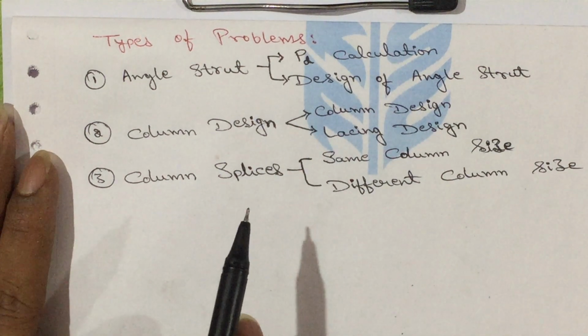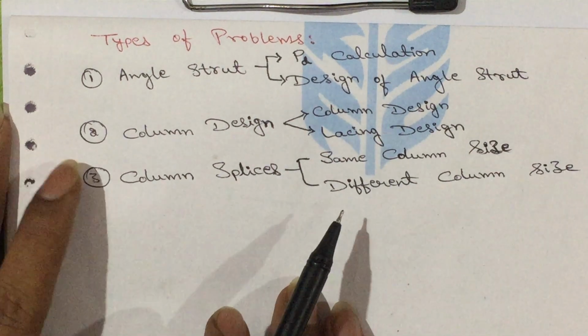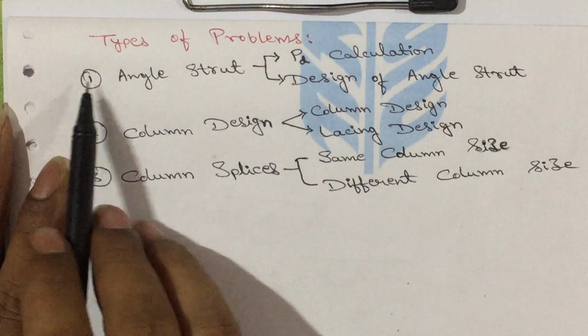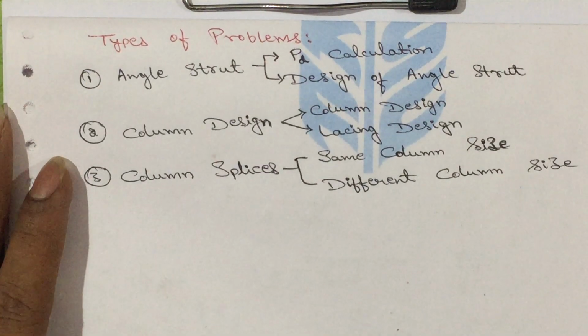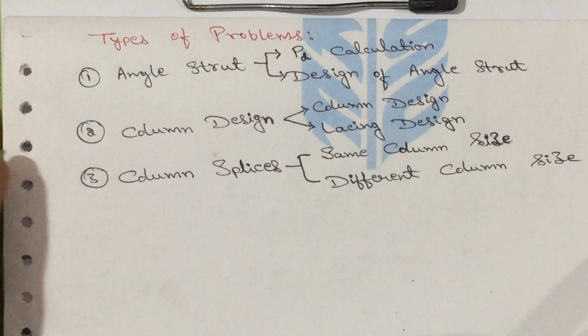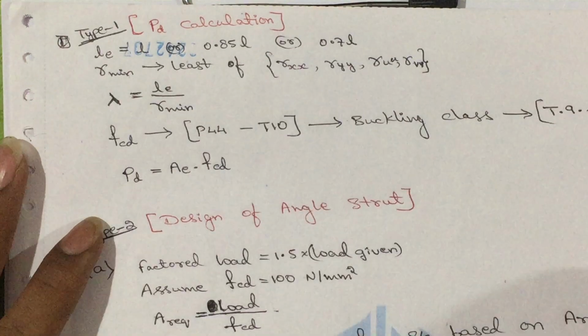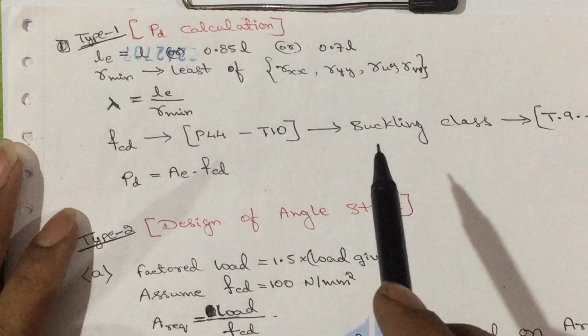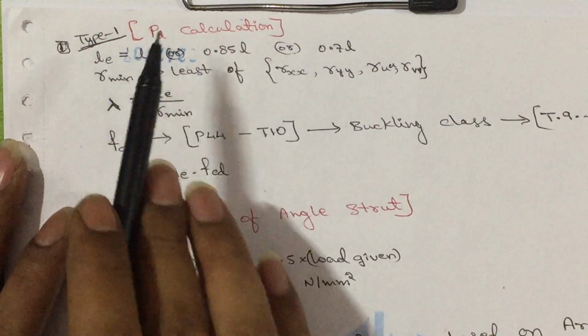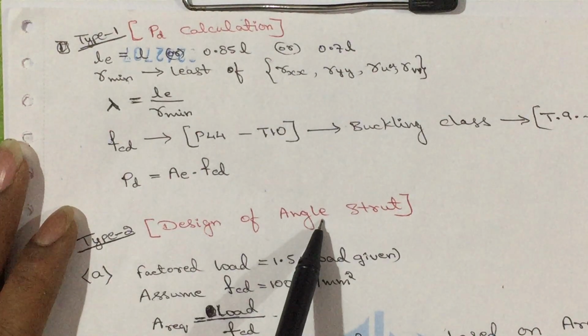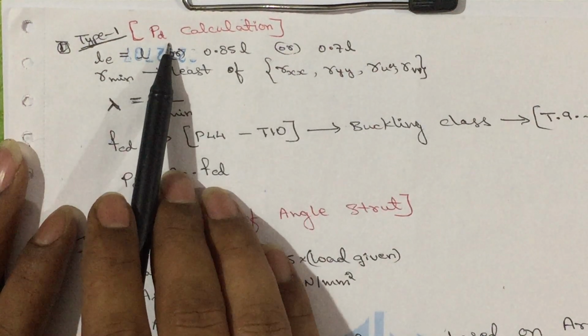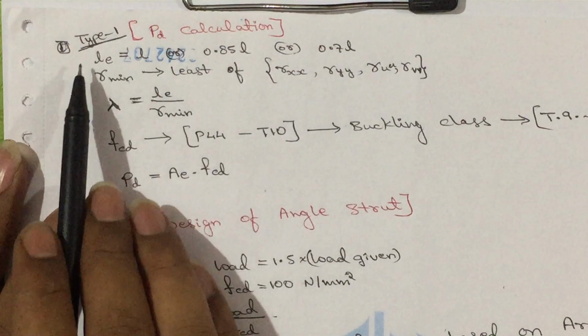Hi, in this session we are going to deal with numericals. The first type of numericals is angle strut. Before going into the numericals, let us deal with the procedure. In angle strut we come across two types of problems. One is calculation of PD, another one is design of angle strut. Let us look into the calculation of PD now.